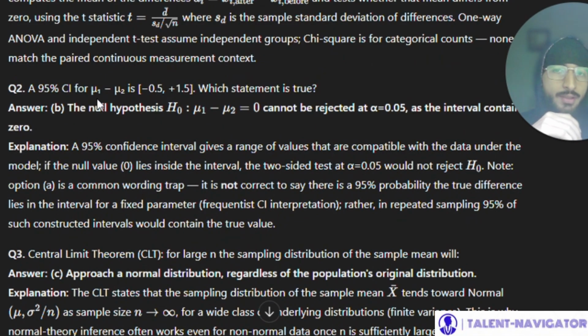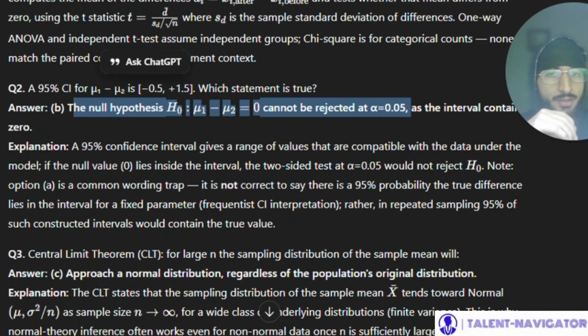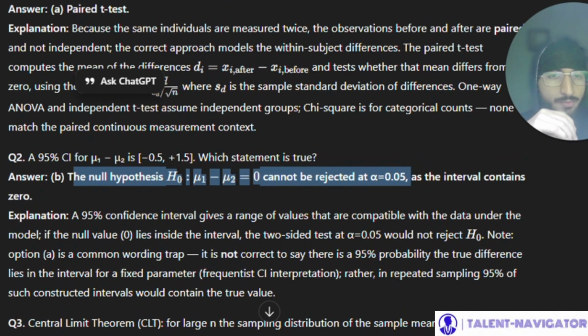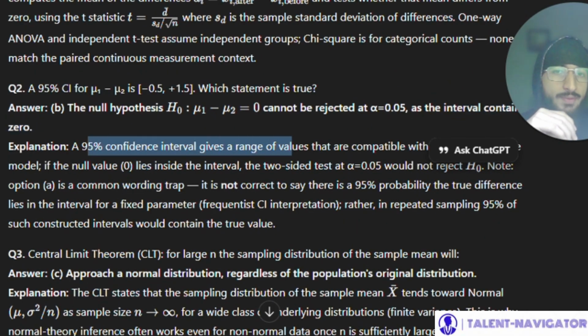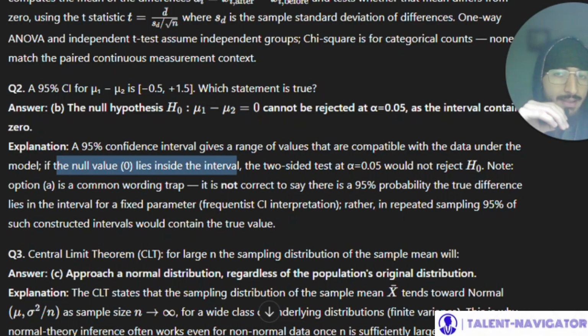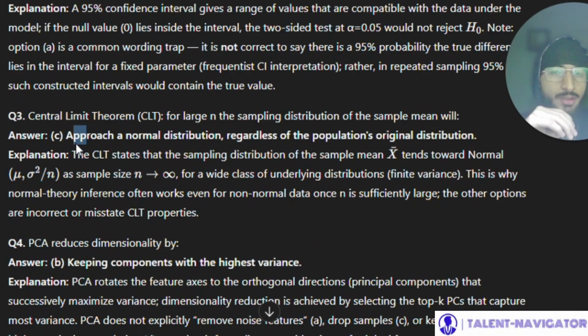Now, a 95% confidence interval for mu1 minus mu2 is minus 0.5 to plus 0.5. So the null hypothesis cannot be rejected because at alpha equal to 0.05, the interval contains 0. A 95% confidence interval gives a range of values that are compatible with the data under the model. If the null value 0 lies inside the interval, the two-sided test at alpha equal to 0.05 would not reject H0.